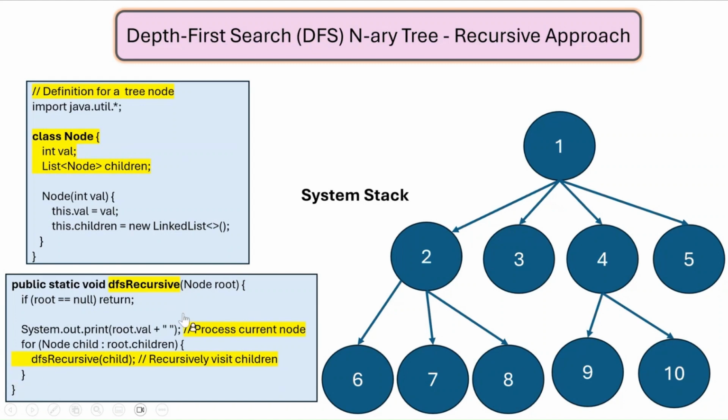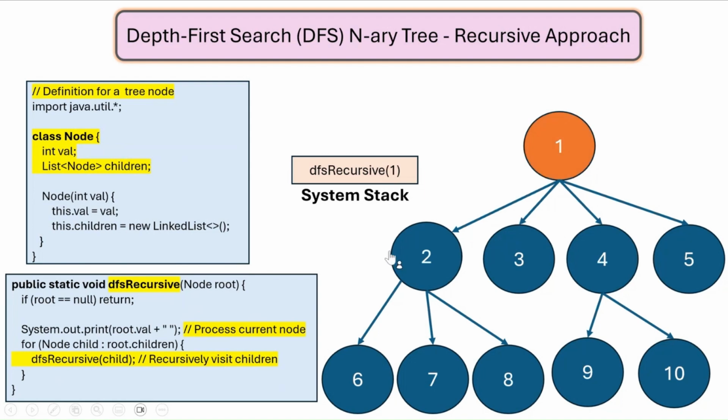after execution, etc. Now we want to traverse this tree with node 1 as the root, so we will call this DFS recursive function with node 1 as an argument. And that call will be added to the system stack. Now, if you look into the for loop of this method, you can observe that the DFS recursive is called for each child. What does that mean?